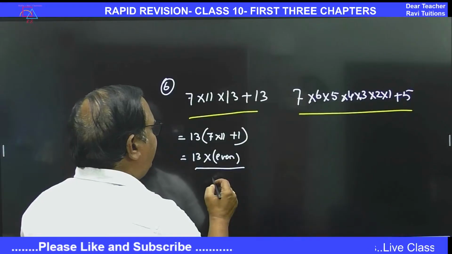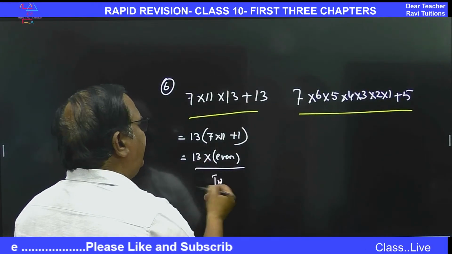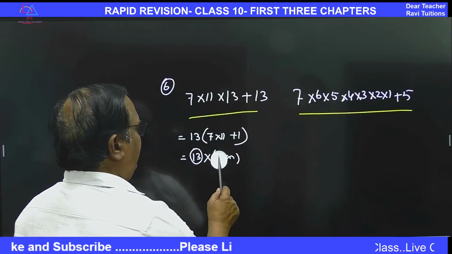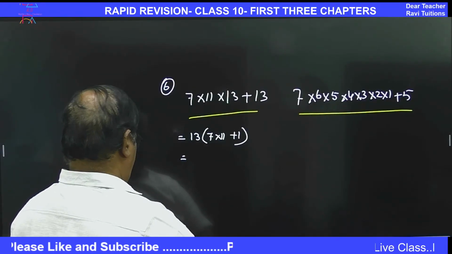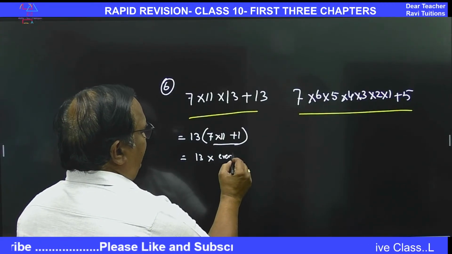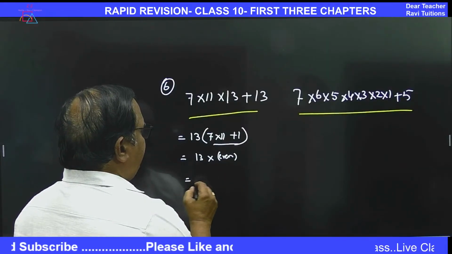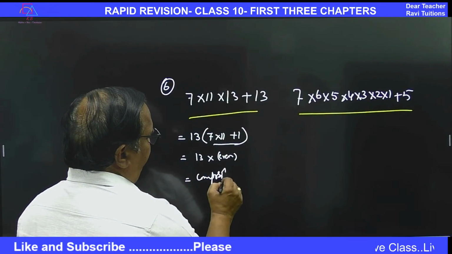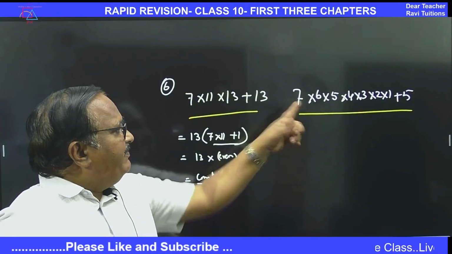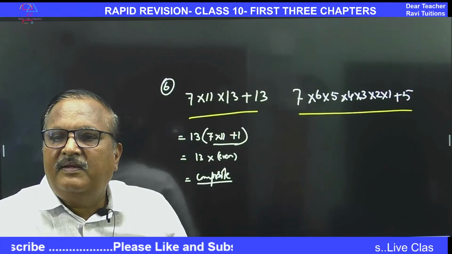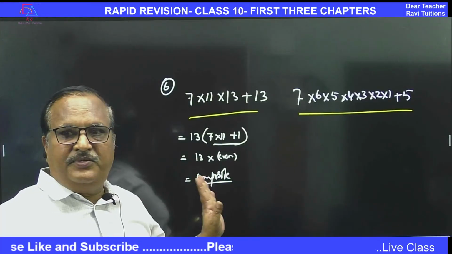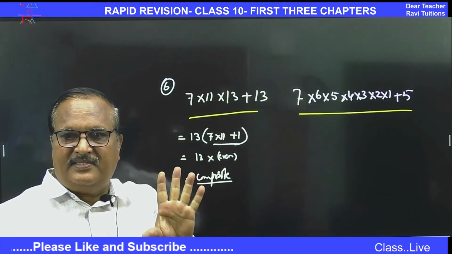Therefore, it has more than two factors. That means 13 is one factor, and this entire thing is another factor, and this has many factors. So that means it is a composite number. Okay. Same way for the other one. It is 78 into 13. Therefore, it is not a prime number. You have to write this in sentences.